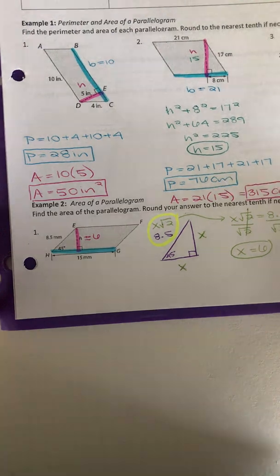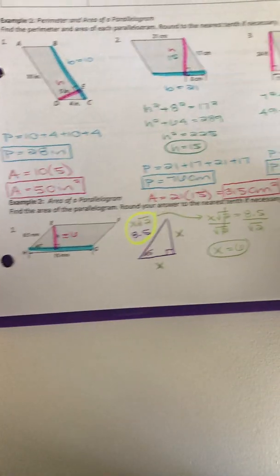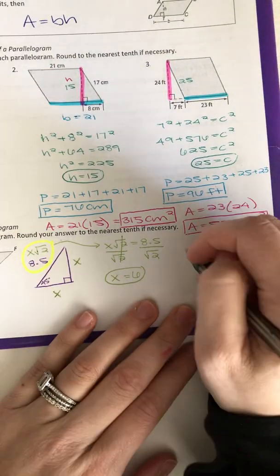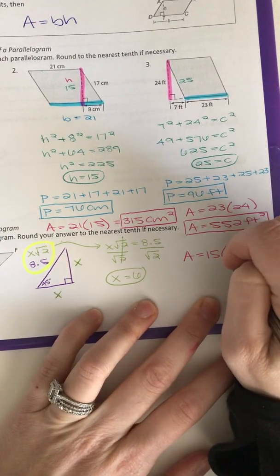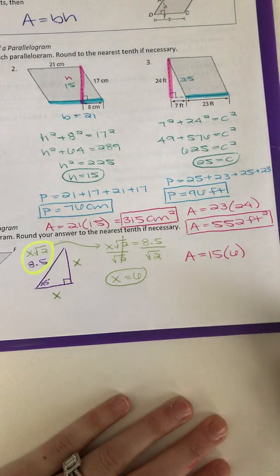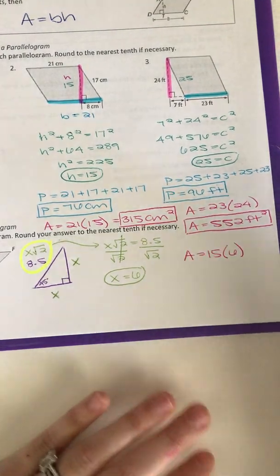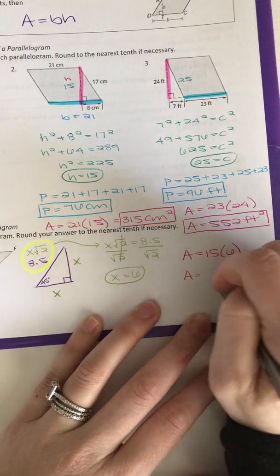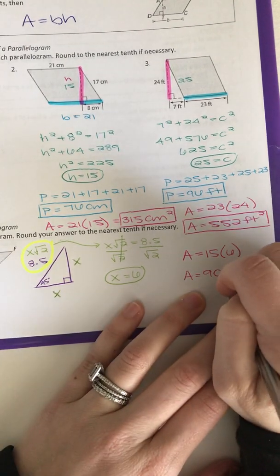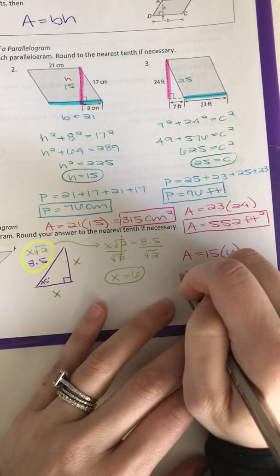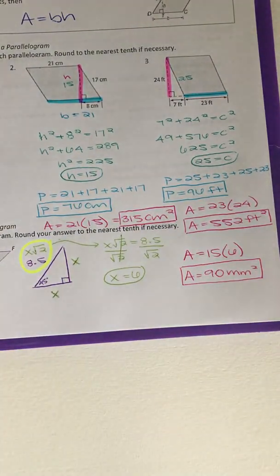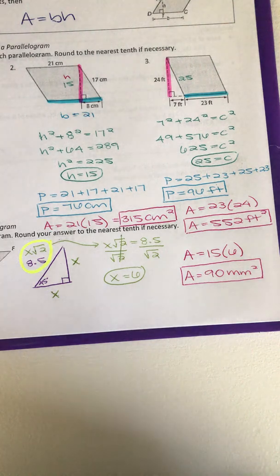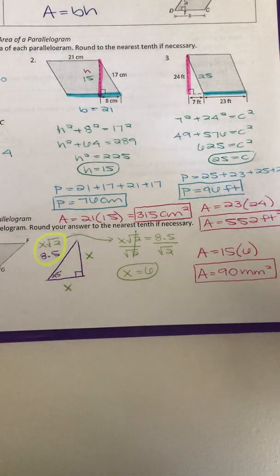So now we can find our area. Area equals my base times my height, which is going to be 90. So let's try another one.